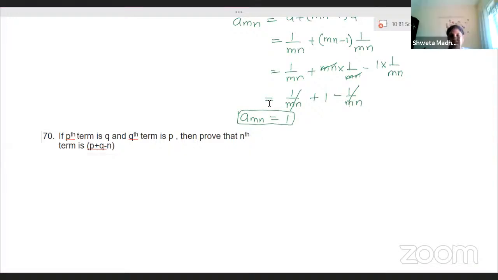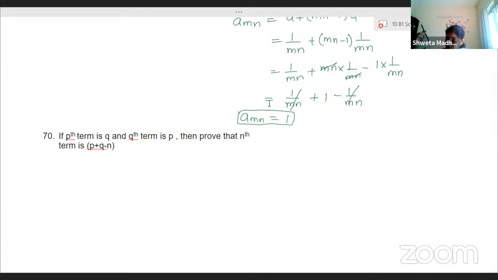Sorry. If pth term is q and qth term is p, that means 10th term is 15 and 15th term is 10. Then the nth term, the general term of that AP, is P plus Q minus N. So every term you can write as 25 minus the position. P plus Q, 10 plus 15, that is 25. 25 minus N will be every term.